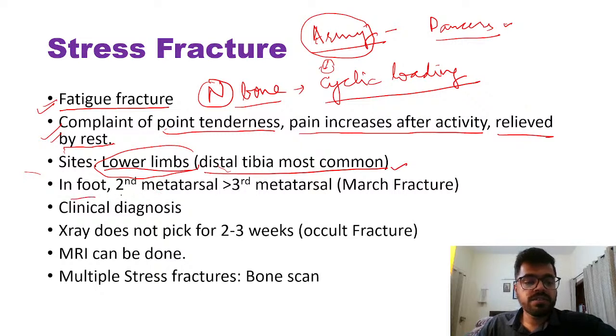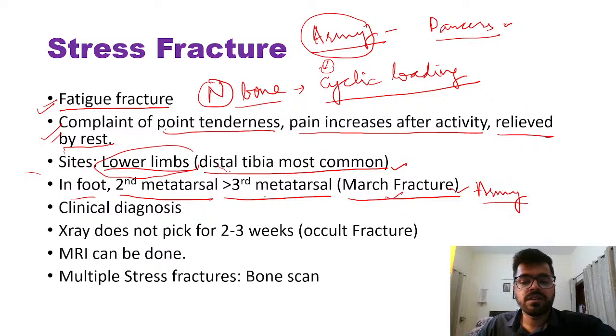In foot, second metatarsal is more common than third metatarsal. This is called march fracture. It is seen in army personnel because they do march past, and the second metatarsal shaft as well as neck can get fractured. So both, but second is more common than the third.